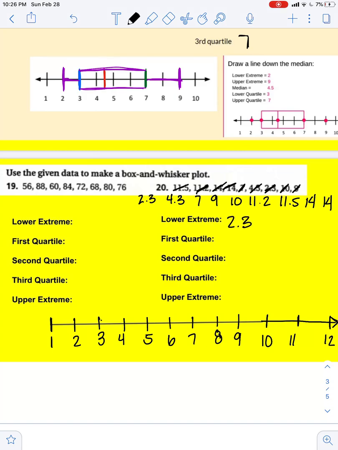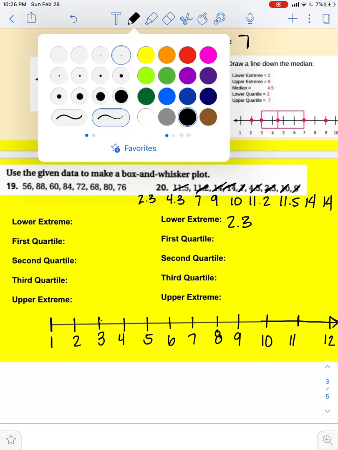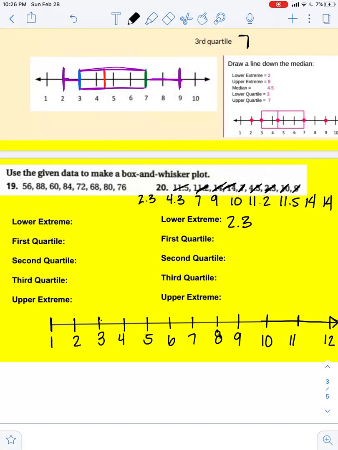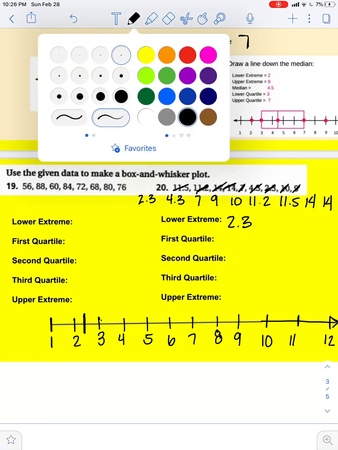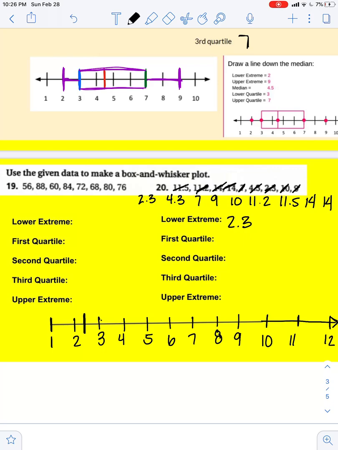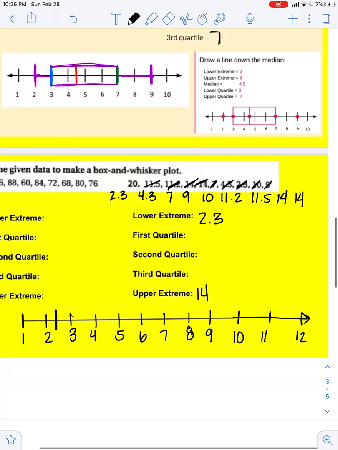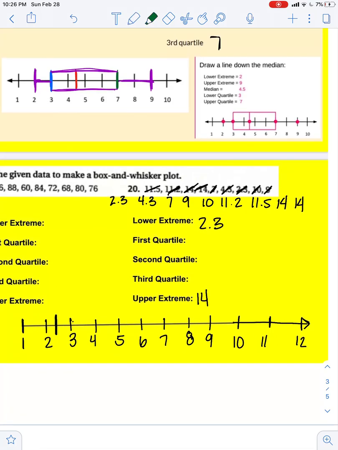Our lower extreme is 2.3. So I'm going to mark that down here, and I'm just going to do it in a thicker black line. So 2.3 would be about right here. Our upper extreme is 14. And if you look, I actually did not extend my line far enough, so I'm going to go ahead and do that right now.